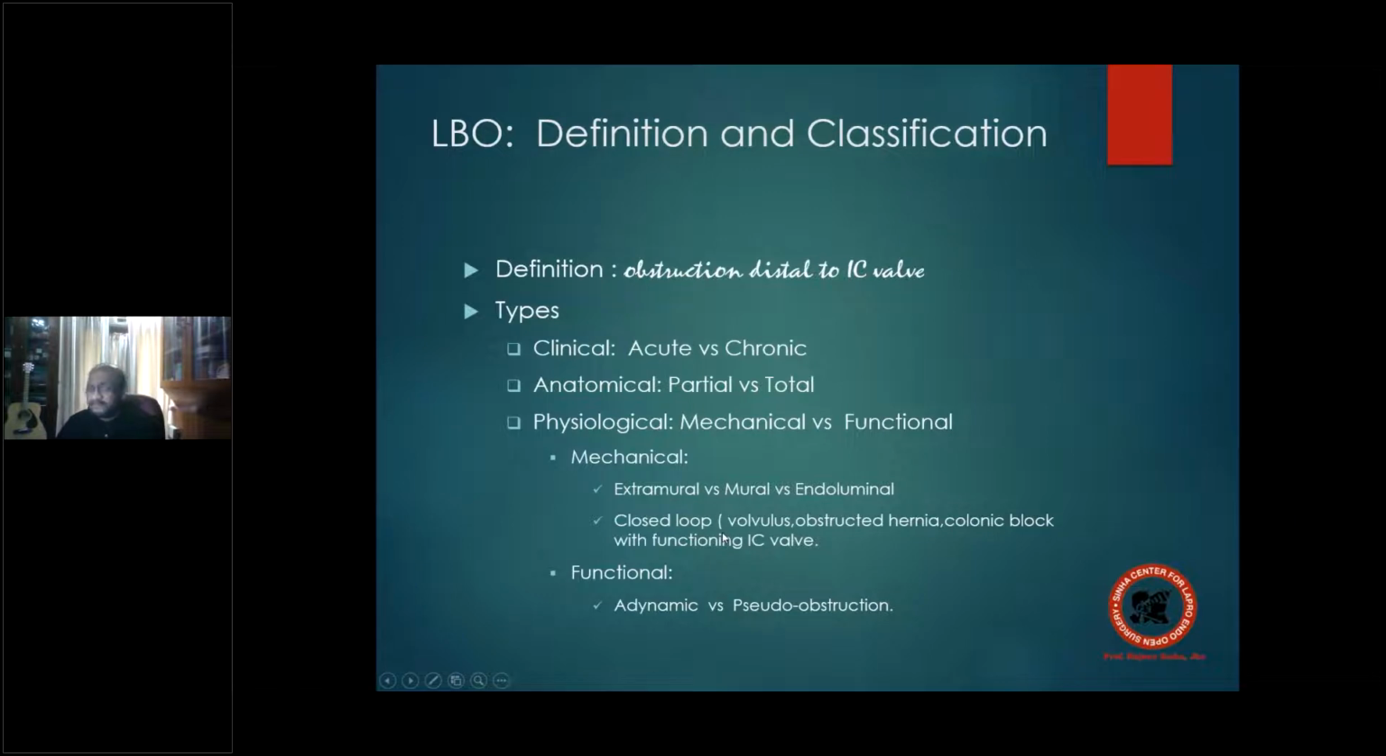You can also have a closed loop. That means there is a distal block and a proximal block, and in between lies a closed loop. So you can have a closed loop block as found in volvulus, obstructed hernias, colonic block with a competent ileocecal valve. So the ileocecal valve functions as one block, the distal transverse colon lesion functions as one block, and anything lying in between these two blocks would be a closed loop. Or else you could have a non-mechanical or purely functional obstruction, where there is nothing wrong with the lumen, nothing wrong with the wall anatomically, nothing wrong outside the wall. It is only that the impulses are problematic in these patients. So that's the functional type, right?